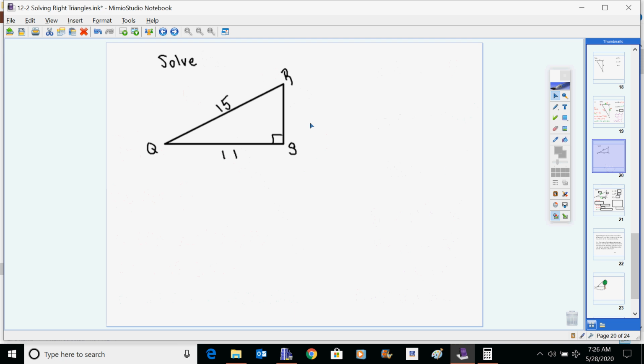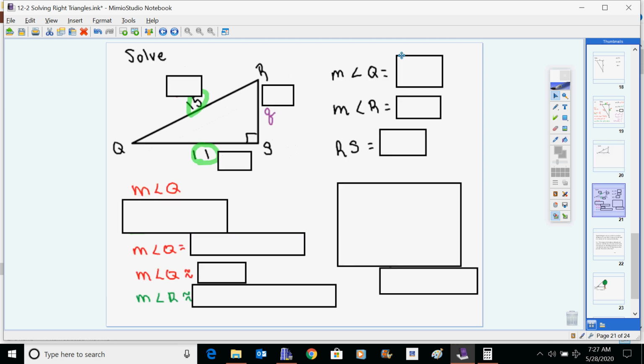All right, let's look at another one. This one has different numbers. We need to find angle Q, angle R, and segment RS. We need to figure out where our opposite, adjacent, and hypotenuse are.